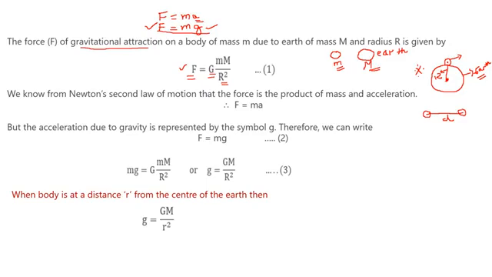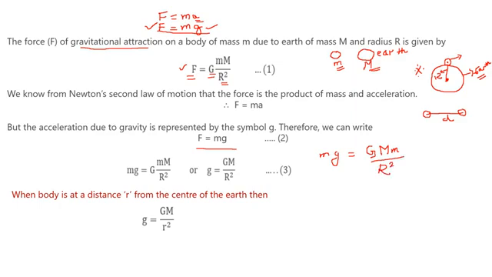Now we got the value of F. We know what F is. Can I substitute this F in this equation? Yes, let me substitute the value of F. Here we have just flipped the equation. So m into g is equal to F, which is capital G, capital M, the mass of the Earth, multiplied by the mass of the object, divided by the square of the distance between them, which is nothing but the radius of the Earth.